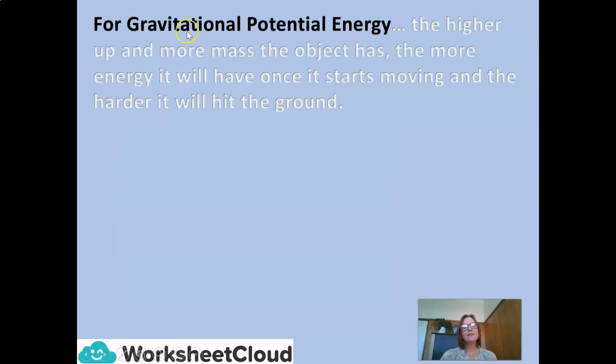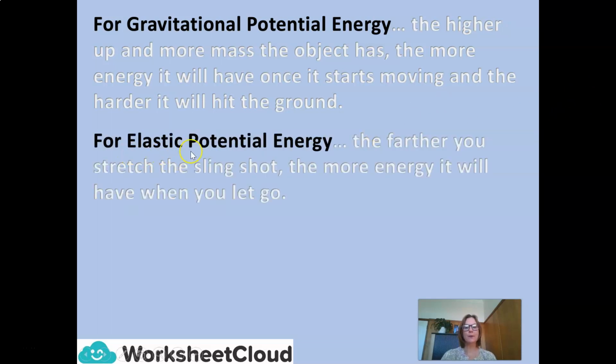Right. So, for gravitational potential energy, you need to remember the following. The higher up and the more mass the object has, like that glass on the table, the more energy it will have once it starts moving and the harder it will hit the ground. For elastic potential energy, the further you stretch the slingshot, like you saw in that picture, the more energy it will have when you let it go.